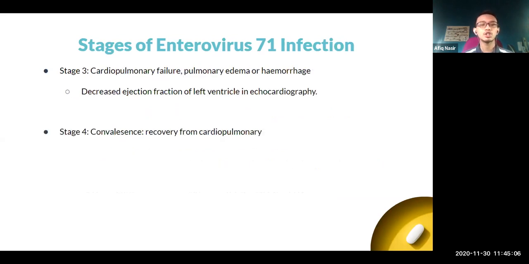The third stage of enterovirus 71 HFMD is the cardiopulmonary failure, pulmonary edema, or pulmonary hemorrhage. So there will be decreased ejection fraction of the left ventricle in echocardiogram. And stage 4 is the convalescence period, which is the recovery from the cardiopulmonary complications.